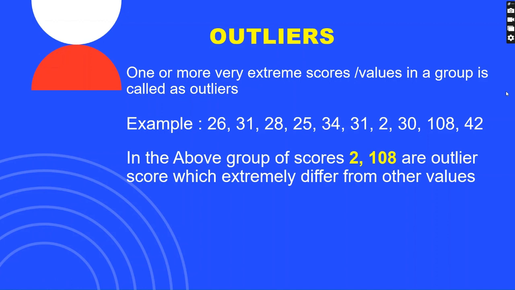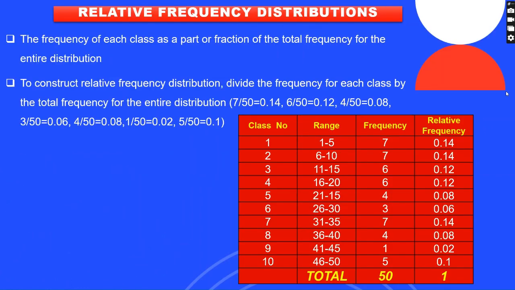Next, outlier. An outlier, as you know, is an extreme value in the given observations. You can see the example here: 26, 31, 28, 25, 34, 31, 2, 30, 108 and 2. Here the lower limit will be 2 and the higher limit will be 108. So these extreme values are called outlier observations.